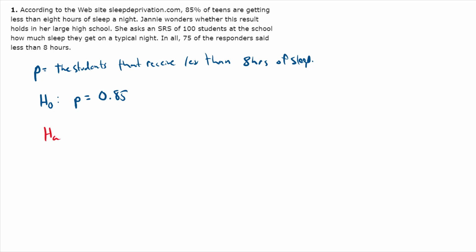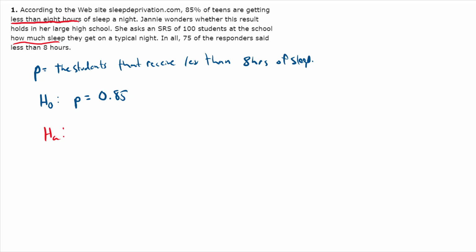Do we have a one-sided or a two-sided alternative? Most of y'all are probably looking at this and automatically saying, well, it's one-sided because it said getting less than 8 hours of sleep. Well, that's right in the study that website did. But what we need to look at here is what the little sample that Jamie actually did was referring to. In this case, she says that she asked a simple random sample of 100 students at the school how much sleep they get.